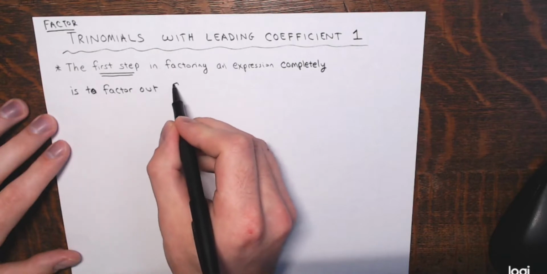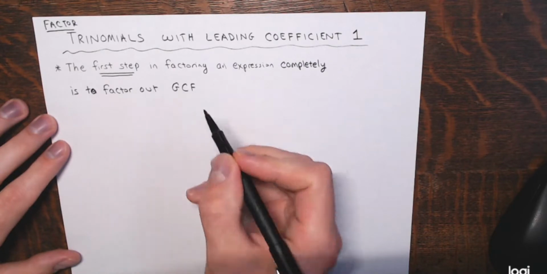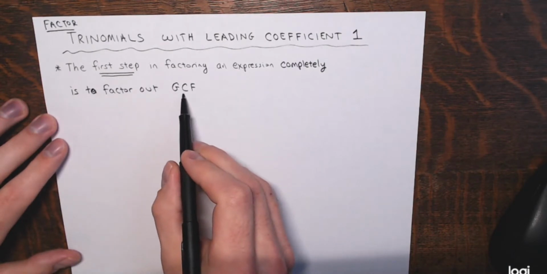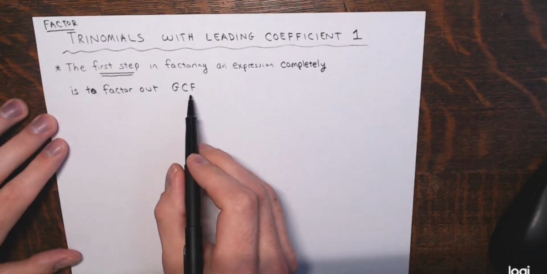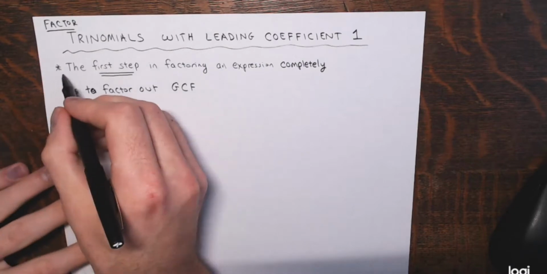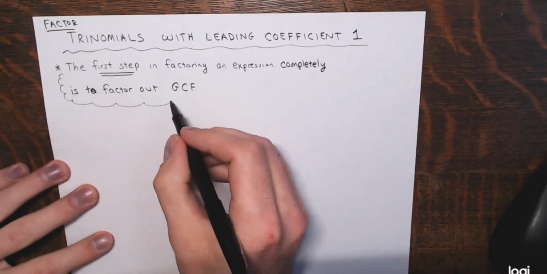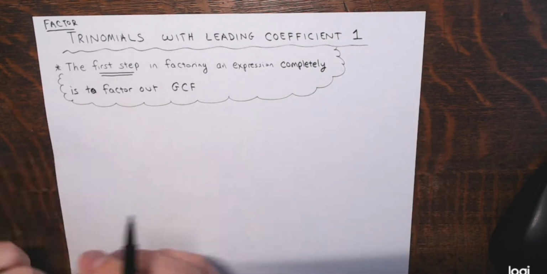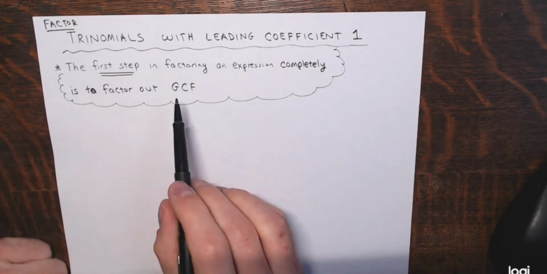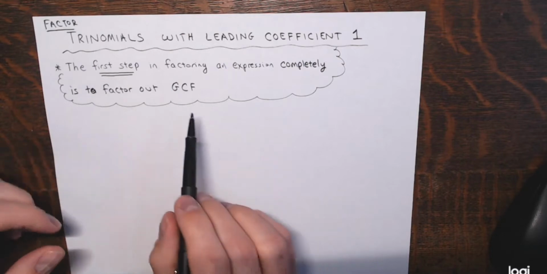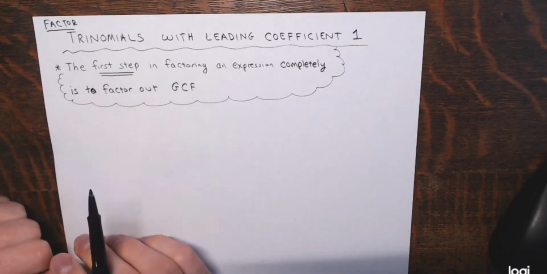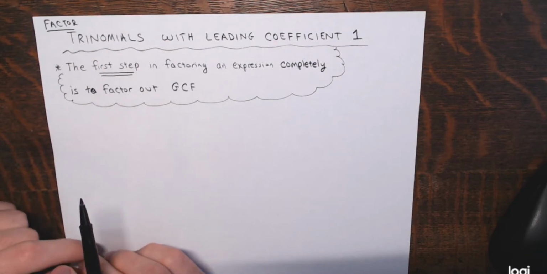the GCF, which the section 7.1 assignment talked about, greatest common factor. And I'm just going to put this in a little bubble, a little cloud. Just keep this in mind. Now, if the terms don't have a common factor, then you don't have to do this. But this should be the first thing you look for anytime you're asked to factor an expression.